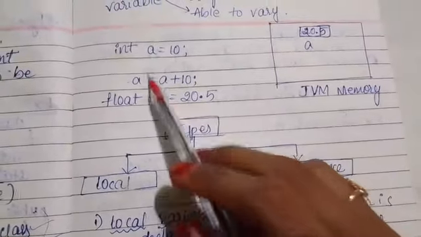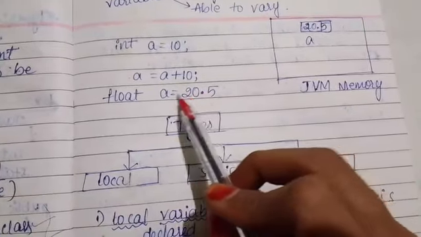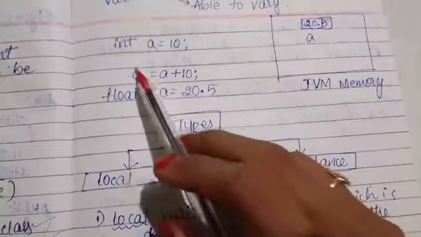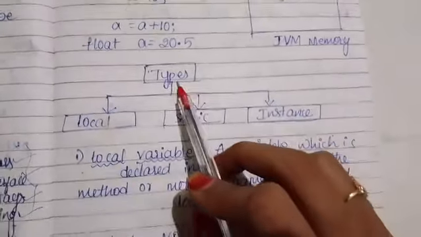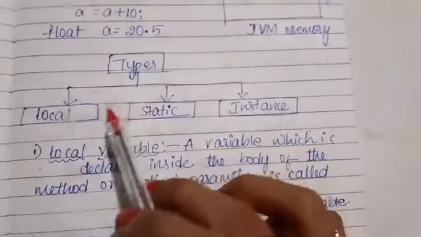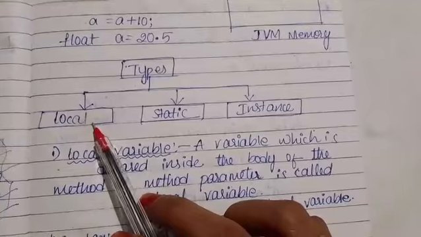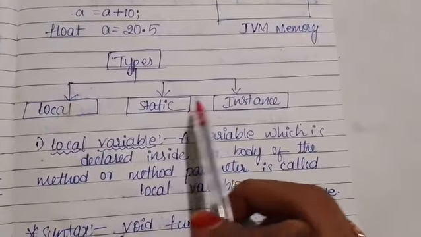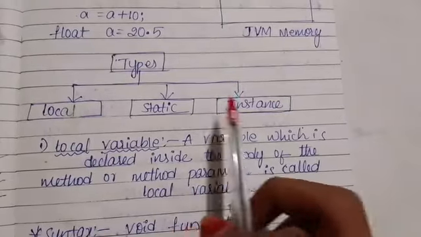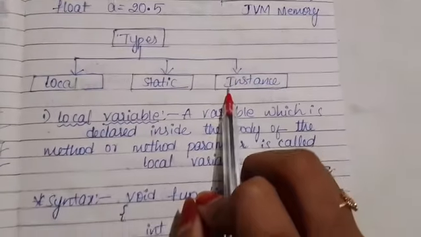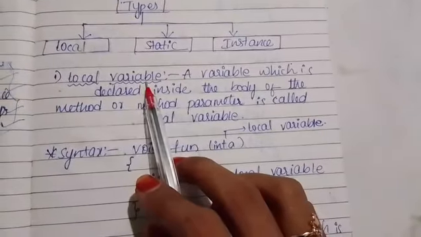These are examples of how we can assign a value to a variable with different data types. Now let us see the types of variables. We have three types of variables, that is local variable, static variable and instance variable. These are the three types of variables. Let us see them one by one. The first one is local variable.